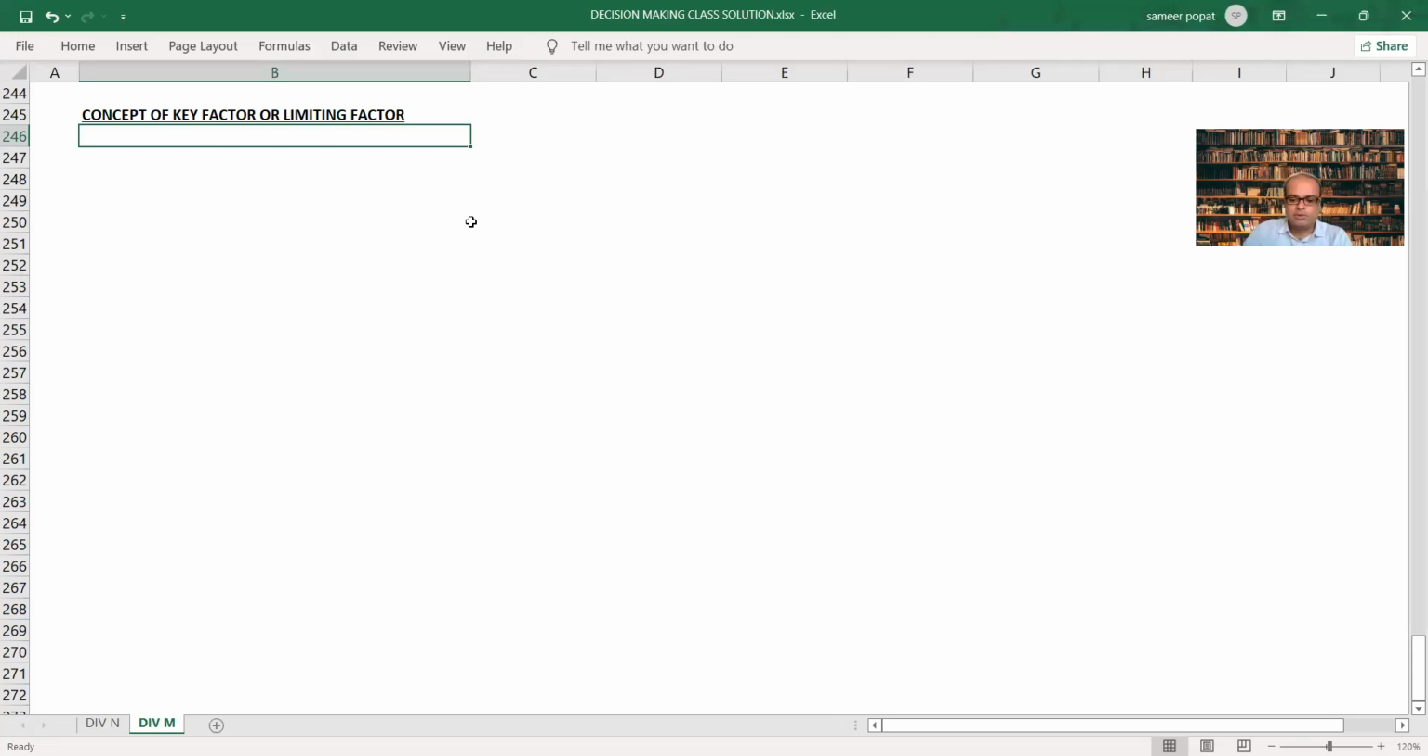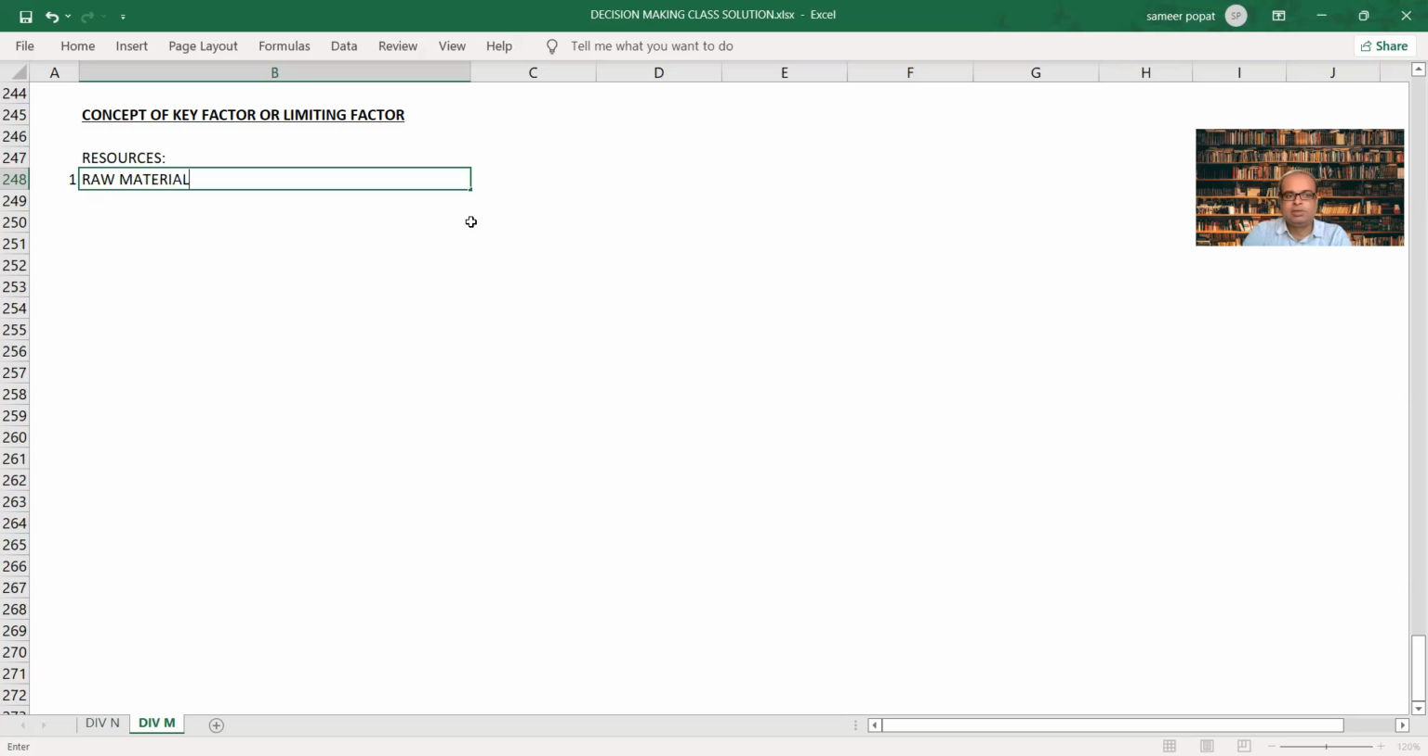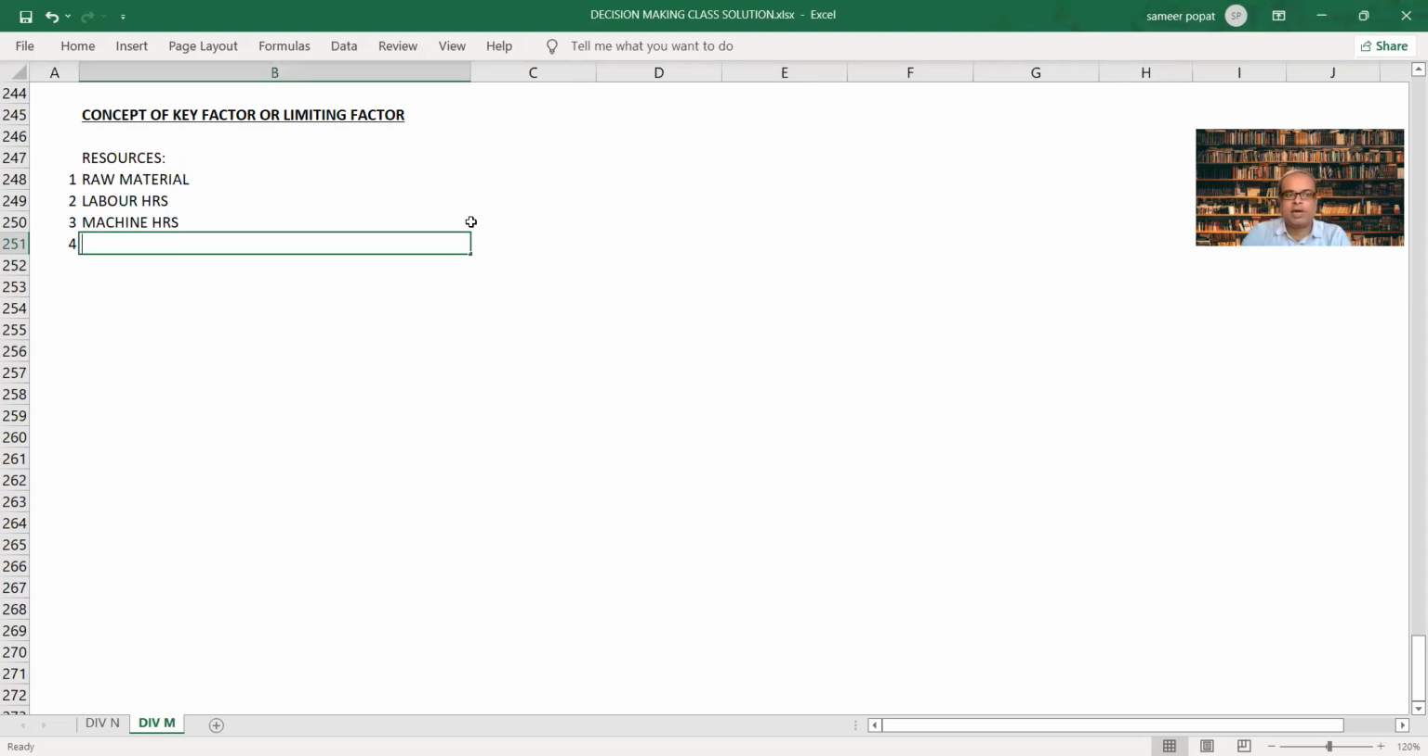So the resources that may be required may be in the form of either raw material, or labor hours, or machine hours, or it may be the market demand in terms of quantity or value, etc. So there may be n number of limiting factors that can be faced by any company.